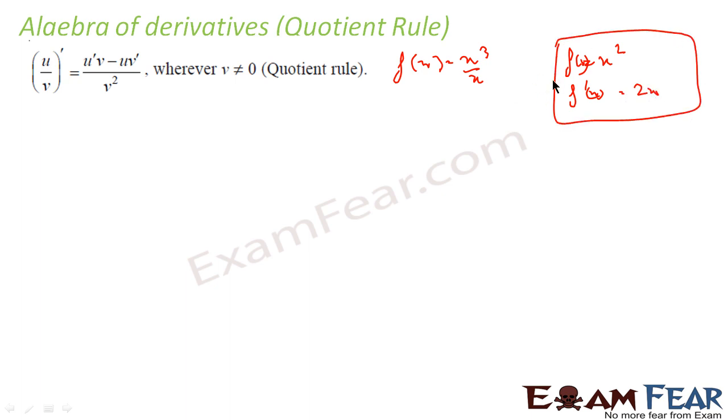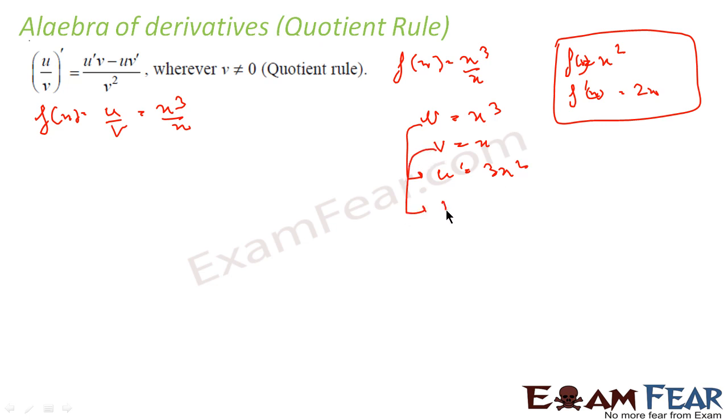Now let's try to solve the same thing by the quotient rule. So f x is nothing but my u by v, and that is nothing but x cubed by x. So here my u is x cubed and v is x. So my u dash will become 3x square and my v dash will become 1. Correct? So I have all the values.